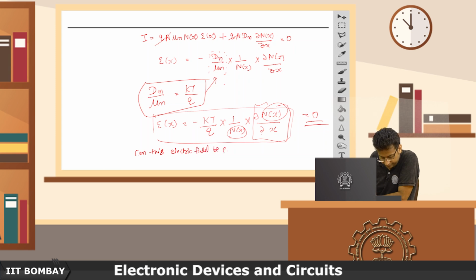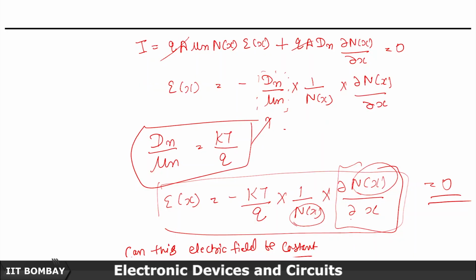Now, the good question is: can this electric field be constant? Can we design this doping profile in such a way that this becomes constant? It seems so from the mathematical equation, or you can do some reverse engineering to find out. So what will be that expression?